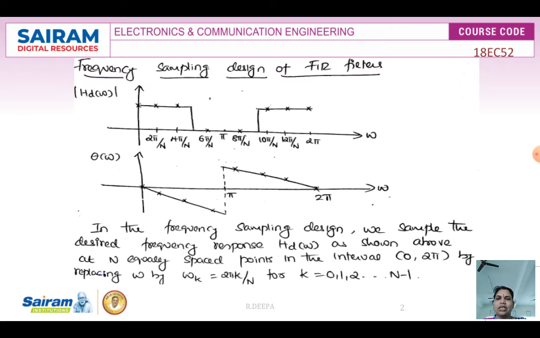Similarly if k is equal to 1, omega k becomes omega 1, which is equal to 2 pi into 1 by N, that is 2 pi by N, which is again marked on the graph as the second cross point. Then k is equal to 2 means you will be getting 4 pi by N. k is equal to 3, 6 pi by N. Then k is equal to 4, it is 8 pi by N. For k is equal to 5, it is 10 pi by N, and k is equal to 6, it is 12 pi by N, and it will go on till 2 pi.